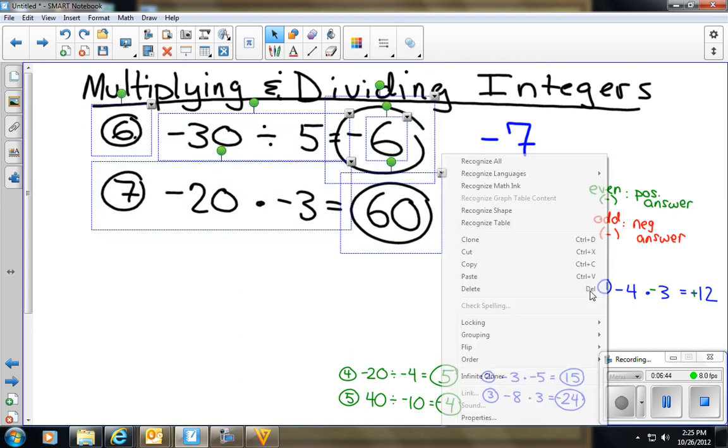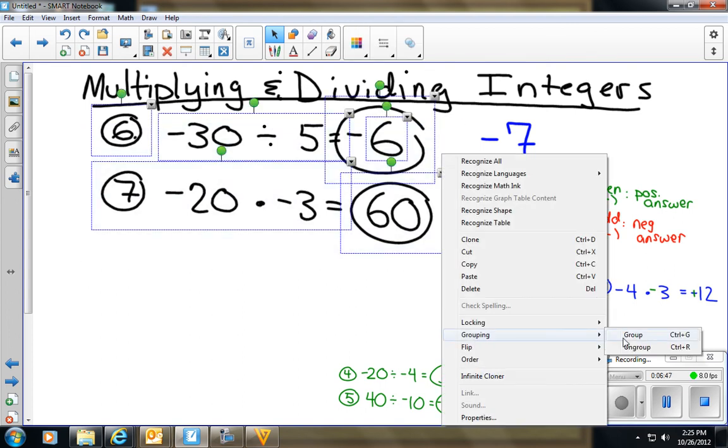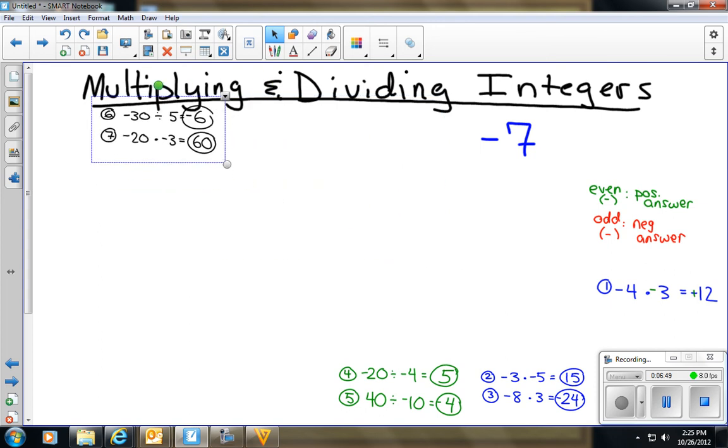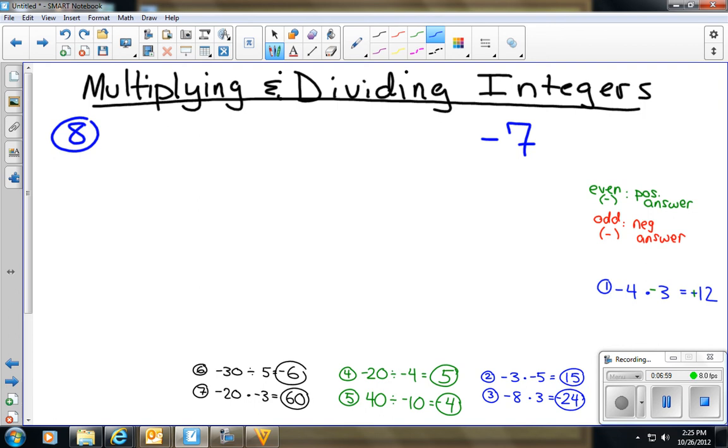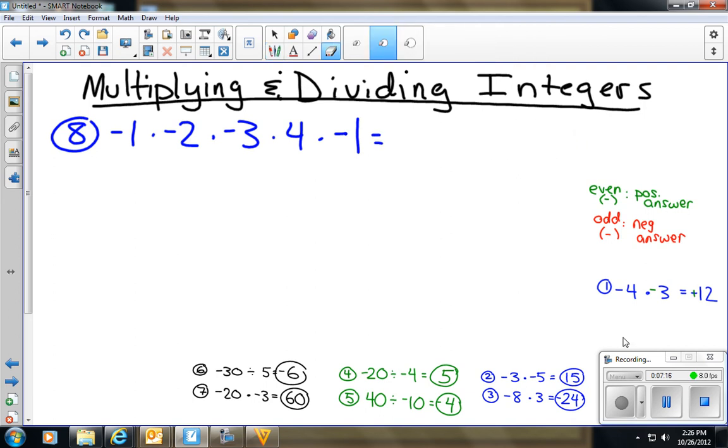Now I'm going to give you guys one more set of problems. But in this set of problems, what we're going to do is look at multiple steps. So let's say in this problem, number 8, we have negative 1 times negative 2 times negative 3 times 4 times negative 1. What does that equal?